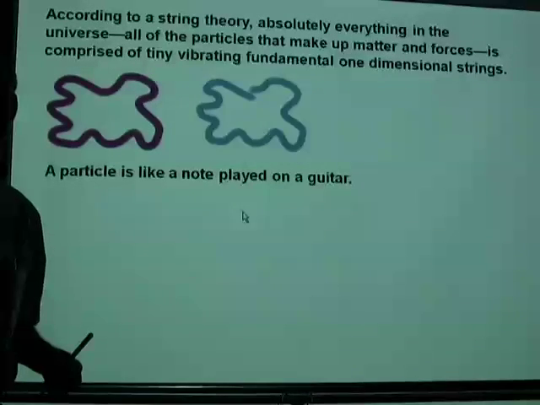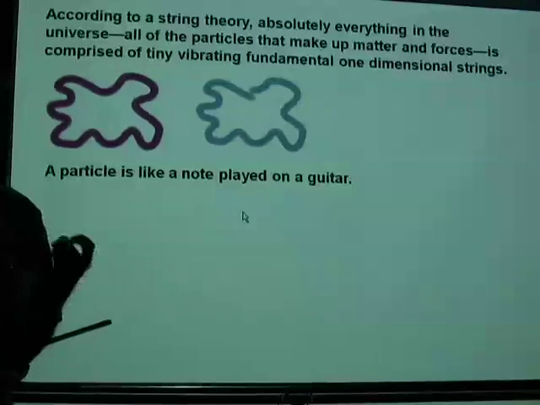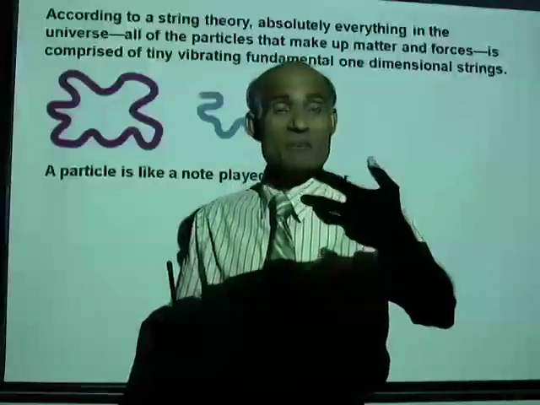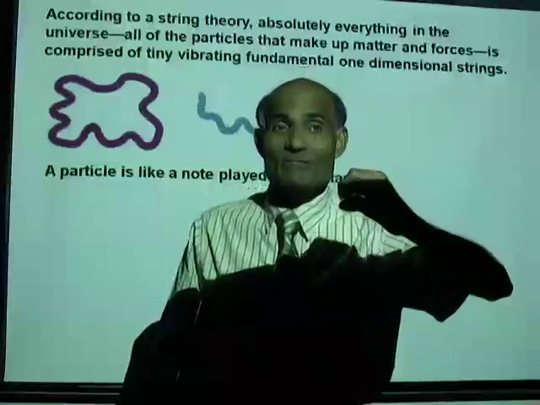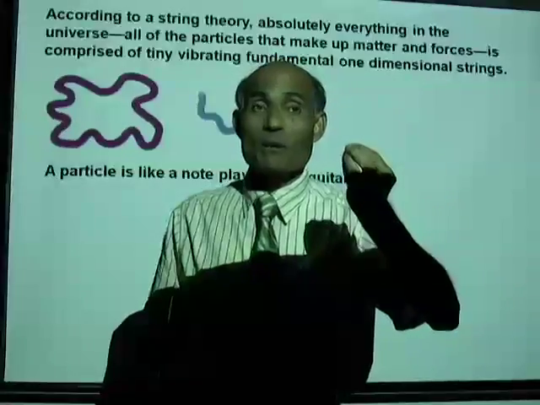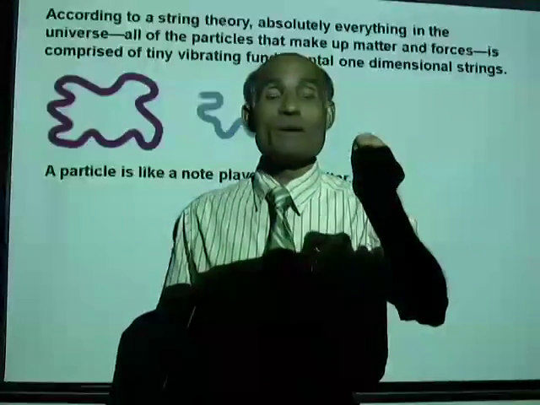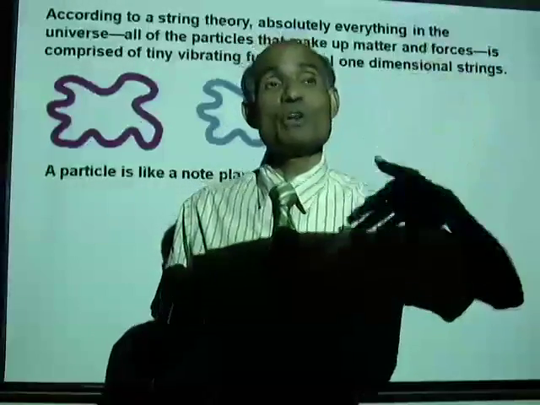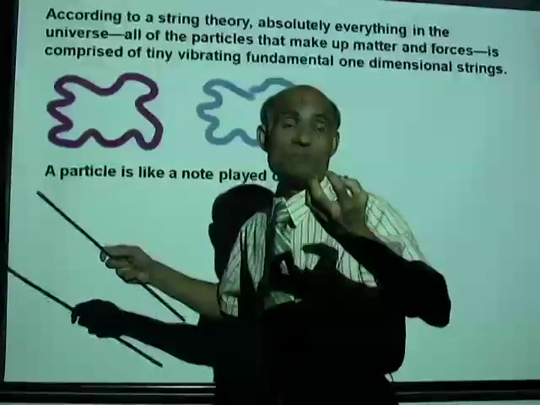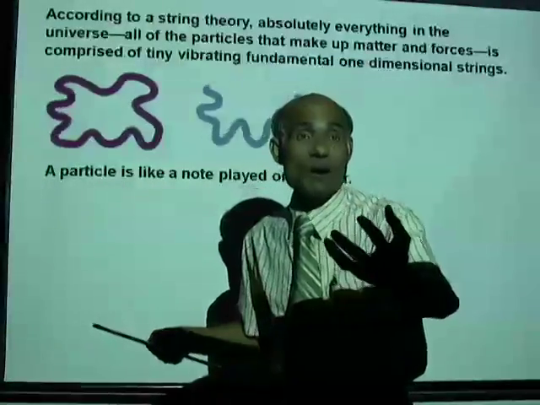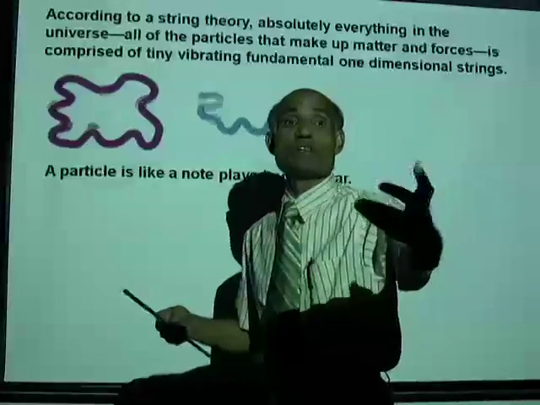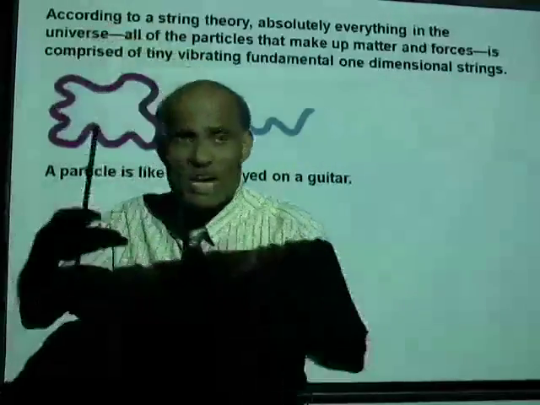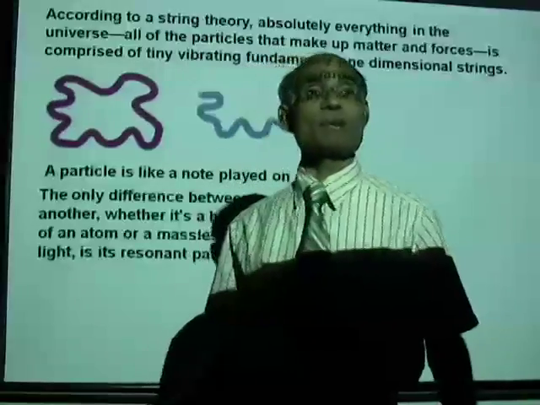So a particle is like a note played on a guitar. You know that when we talked about the vibrations of strings, we used the same principle. When you pluck a string, it vibrates producing a note. So one mode of vibration is a particular note, particular frequency. Another mode is a higher frequency or a lower frequency. In the same way, one mode of vibration of a string is one particle of one mass of certain energy. Another mode of vibration is another particle. So these are ever-changing different modes of vibrations of particles.